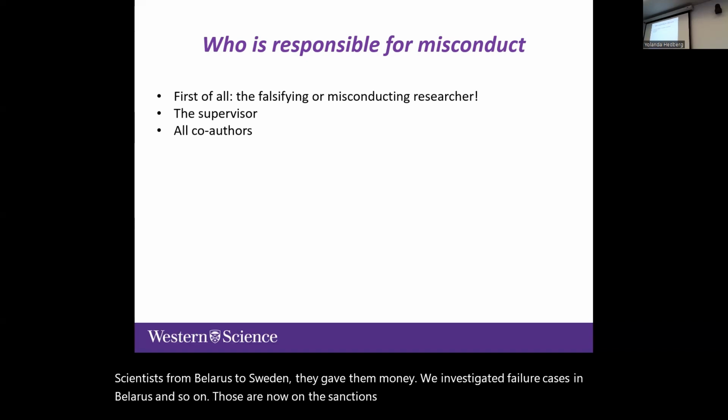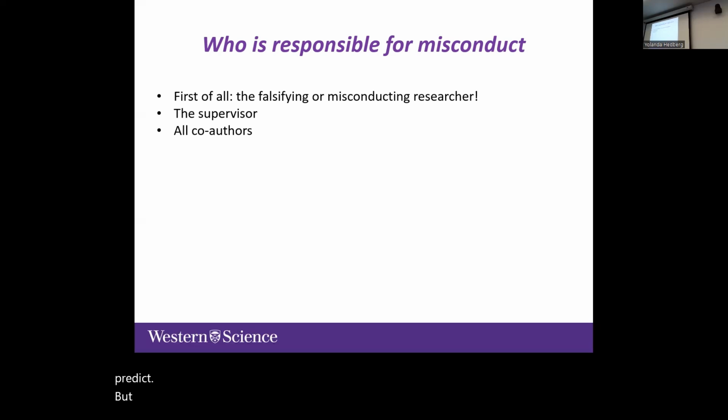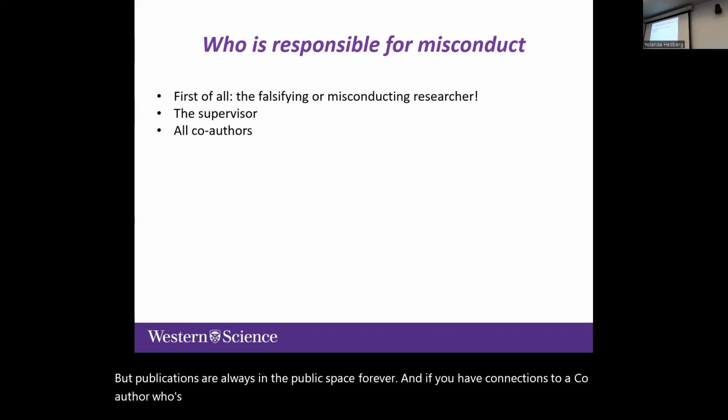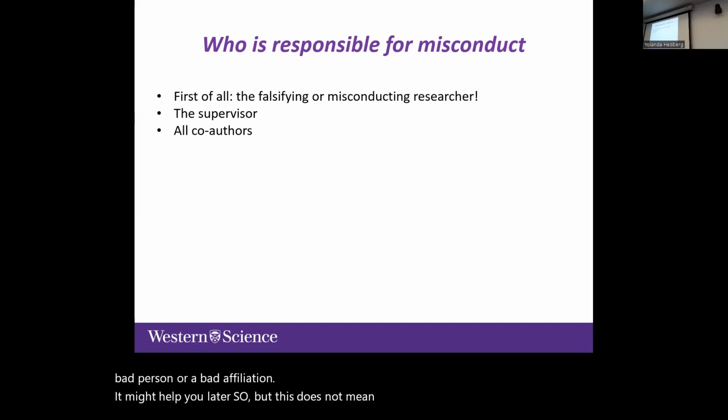This is the thing you cannot always predict, but publications are always in the public space forever. And if you have connections to a co-author who later has a crushed reputation or a bad one, and you have several papers with a bad person or a bad affiliation, it might hurt you later. But this does not mean that you should hide in your space and do everything alone, right?